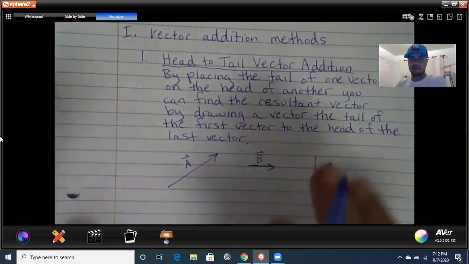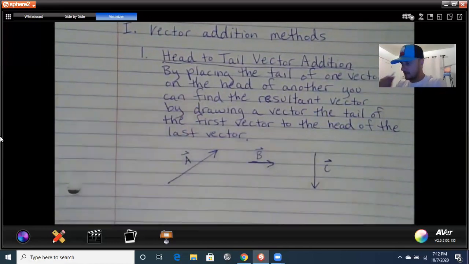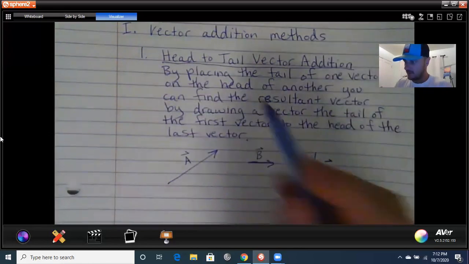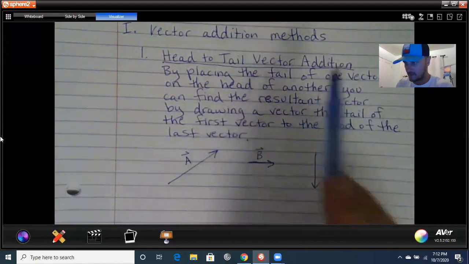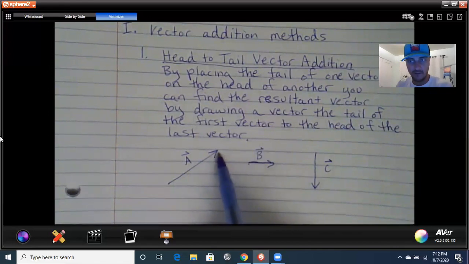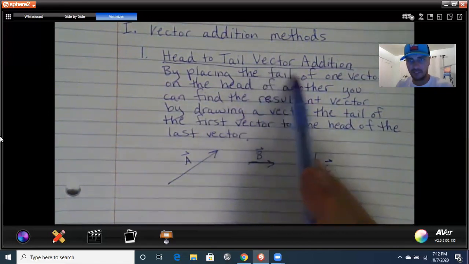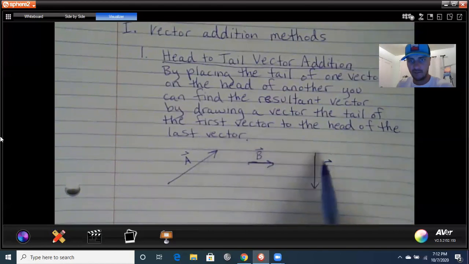And we want to use this new method to put vector A, vector B, and vector C together. Head to tail. So by placing the tail of one vector on the head of another, you can find the resultant vector. So I'm going to start there. Placing the tail, let's take the tail of B and put it on the head of A. Right, that's what it says to do. Place the tail of one vector on the head of another. So I'm going to put the tail of B on the head of A, and I'm going to take the tail of C and put that on the head of B.